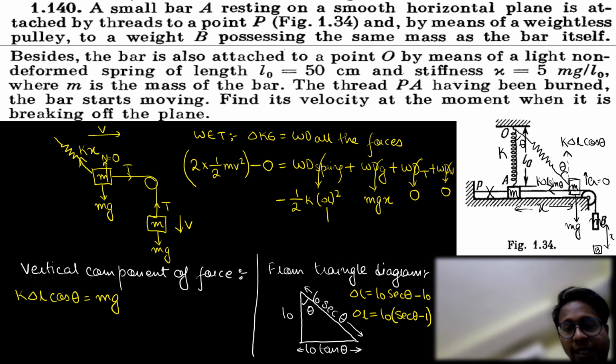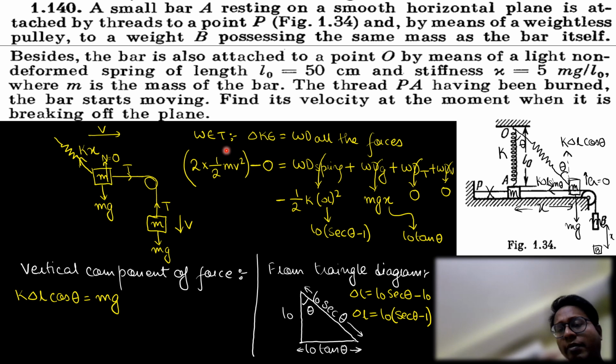So I got two values out here. First one is delta L, which is nothing but L naught into sec theta minus 1, and the second one is x. Out here x is nothing but L naught tan theta. Okay, you will get very confused by all the equations and substitution. Just remember a simple formula.